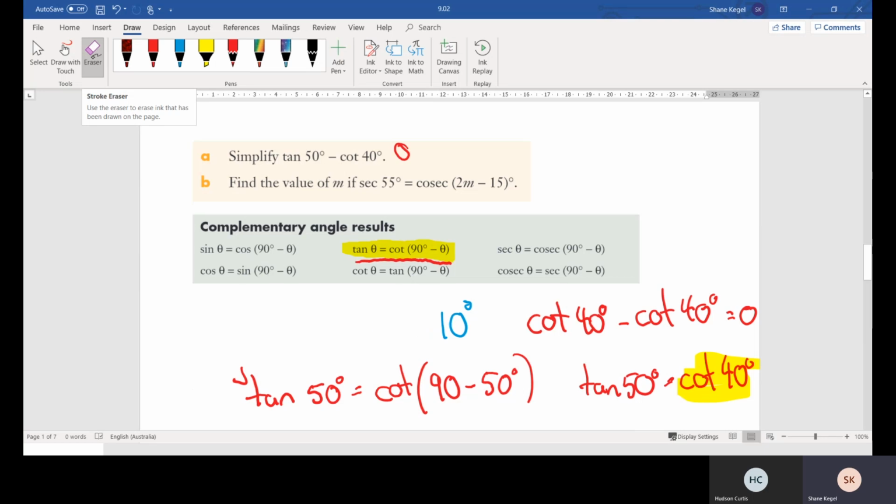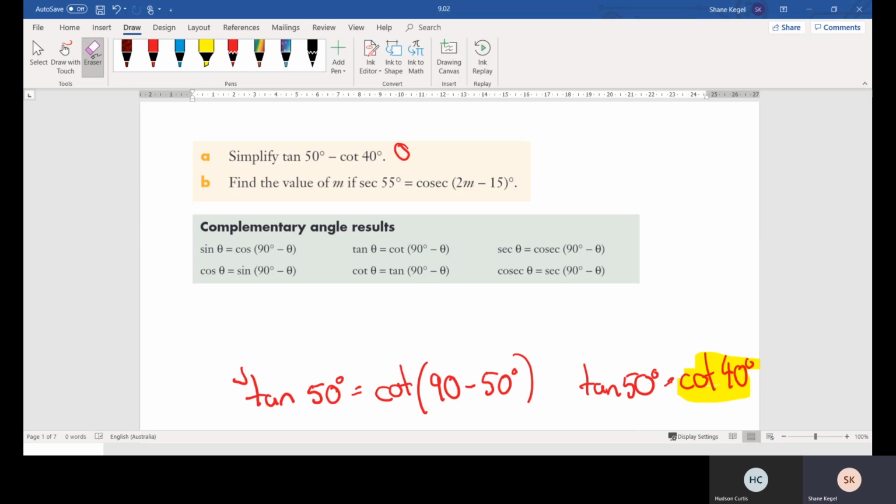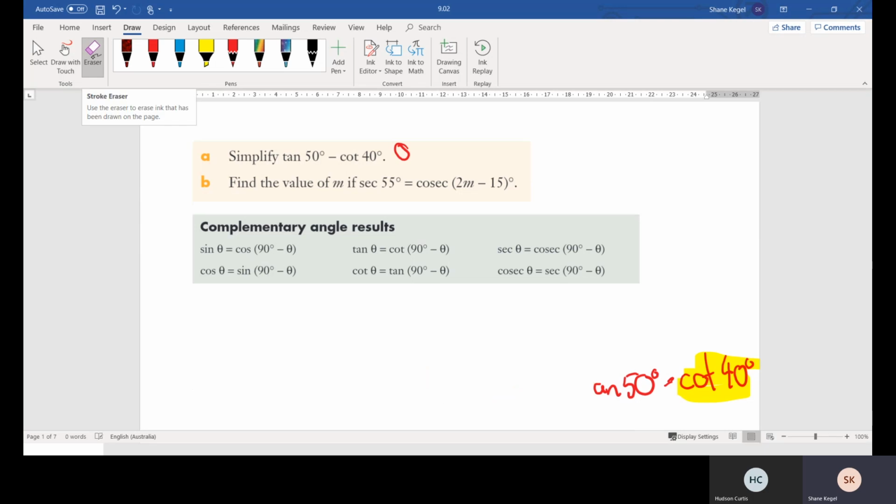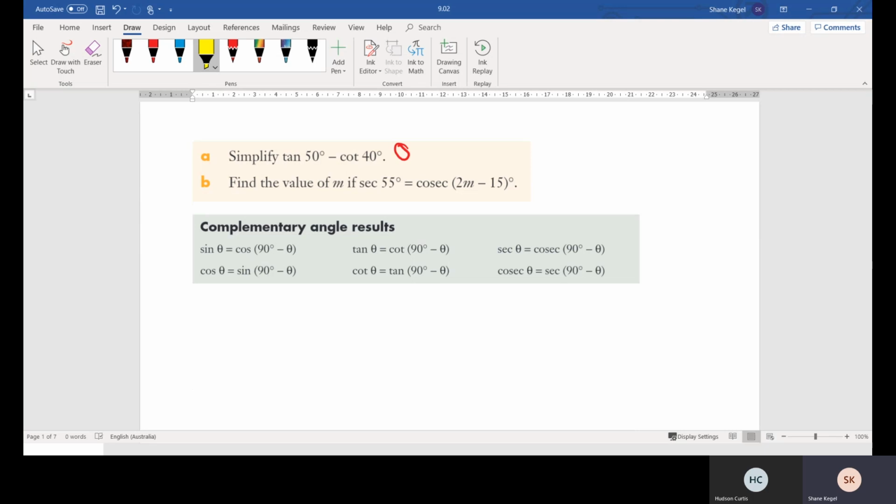So second question is we need to find the value of m if sec 55 equals cosec 2m minus 15. So again, we're going to have to use one of our complementary angle results to help us work this one out. Okay, so having a look at the complementary angles, I'm looking at sec equals cosec. So I'm looking at this angle result here. So sec 55 degrees equals cosec 2m take 15.